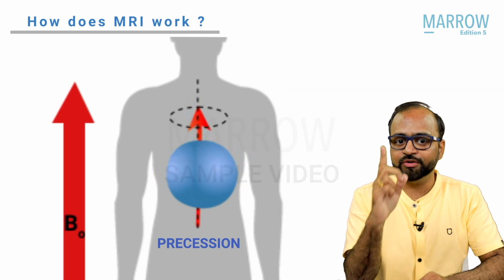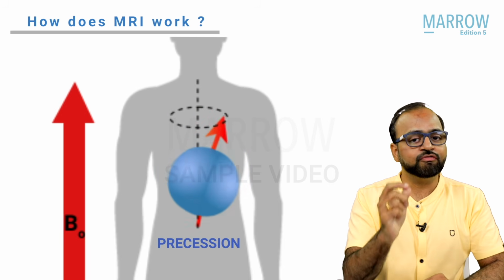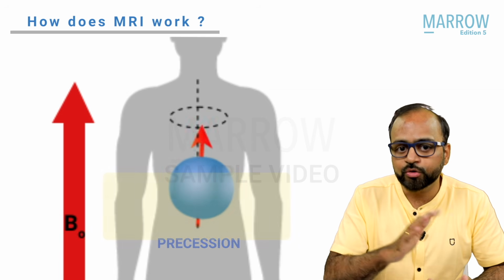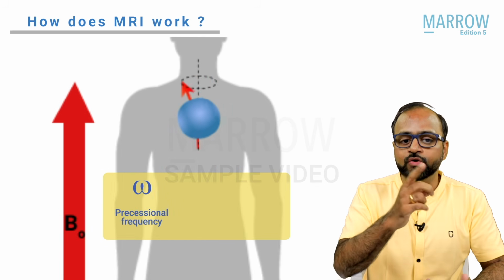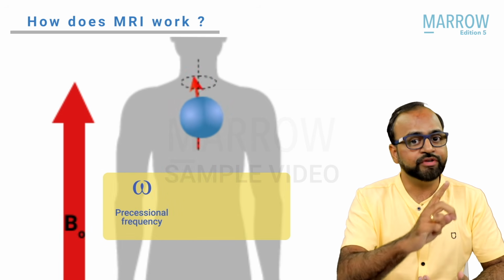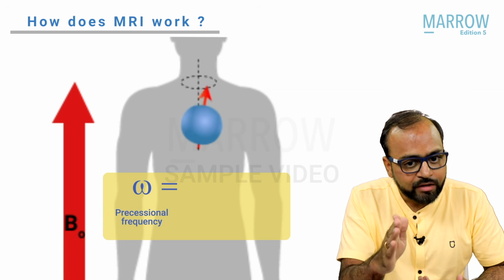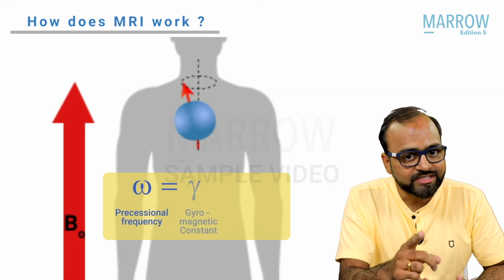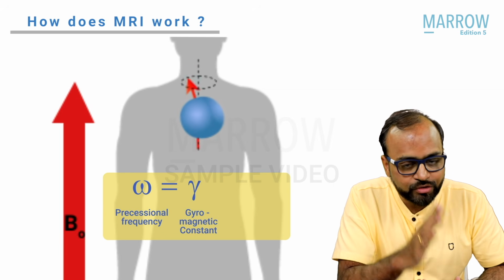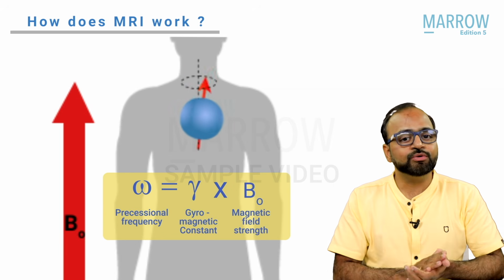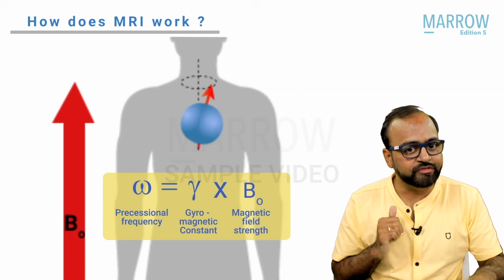This precessional frequency is determined by a formula called the Larmor equation, which states that omega, the precessional frequency of this particular nucleus, is equal to gamma multiplied by B0. Gamma is nothing but the gyromagnetic constant of the hydrogen nucleus, and B0 is the strength of the external magnetic field.